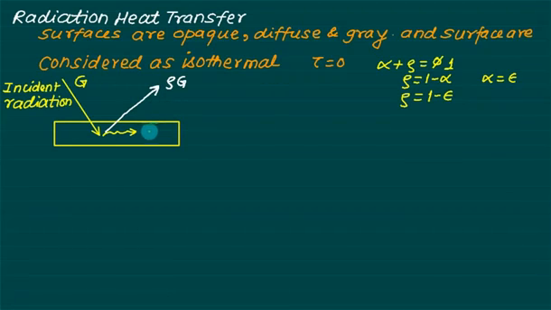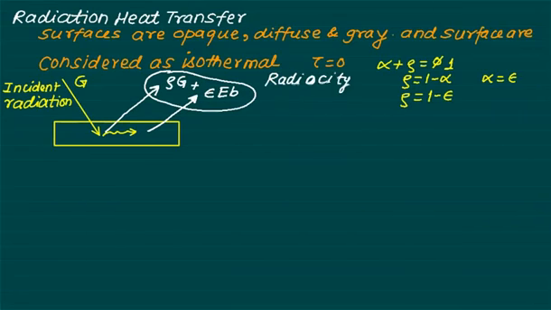Because of this, the temperature of the body will increase and it also starts emitting, depending upon the value of emissivity epsilon, the EB. As we considered a gray body, we have a certain emissivity. So the total quantity that leaves this body equals rho times G plus epsilon times EB. This total sum is called radiosity. Radiosity is represented by J.